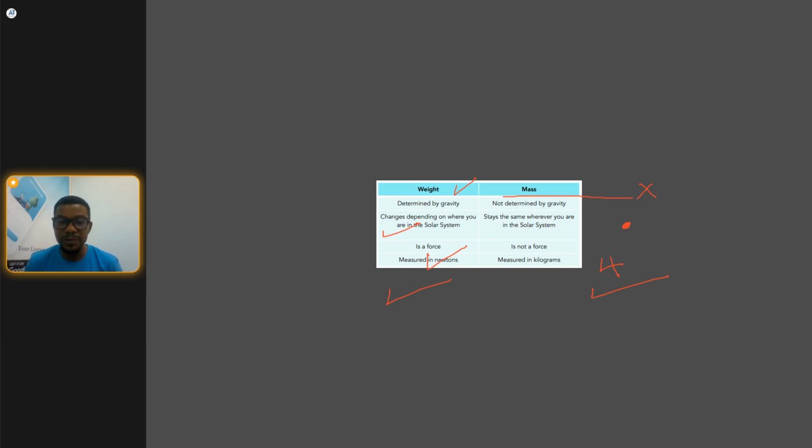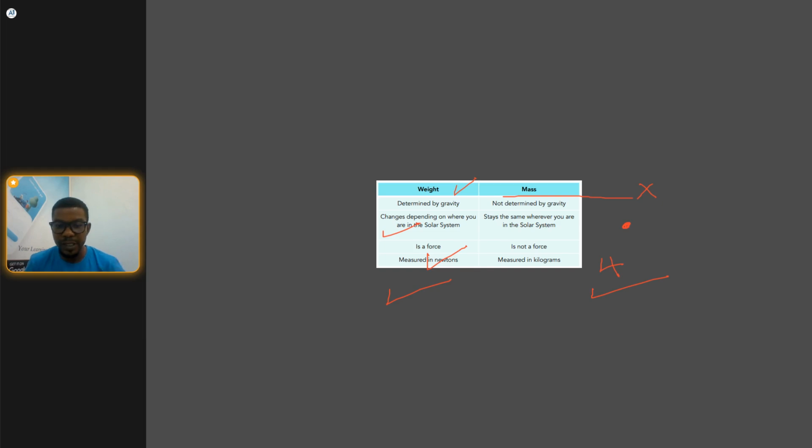Okay. If the differences between mass and weight are clear to us, please thumbs up. So we'll move to the next one. We have many calculations to do today. Okay. Thank you, Temilolua and Sabi Emmanuel. Thank you for your response.